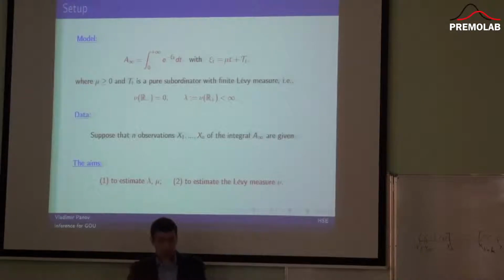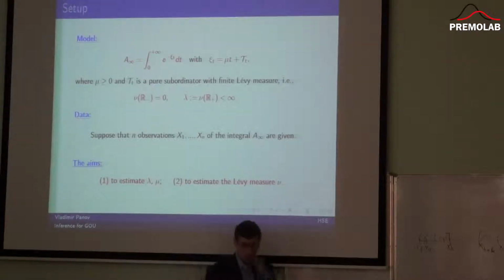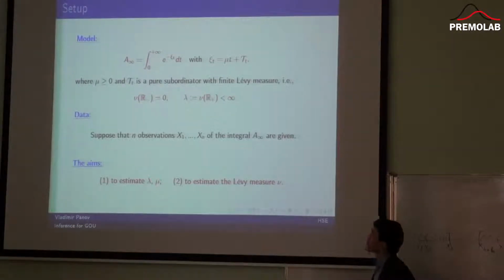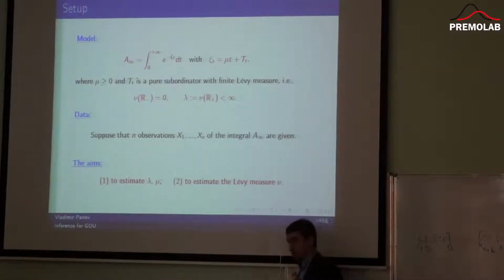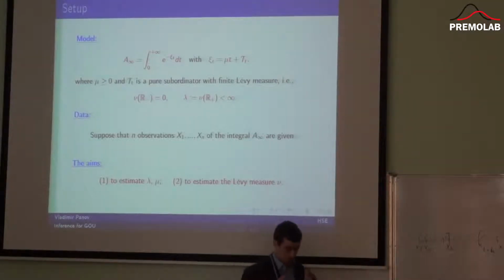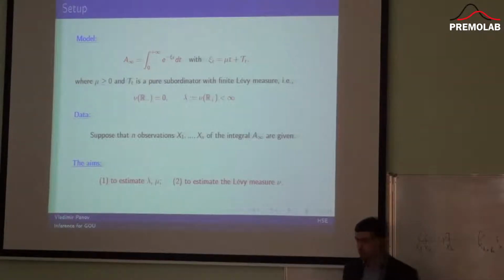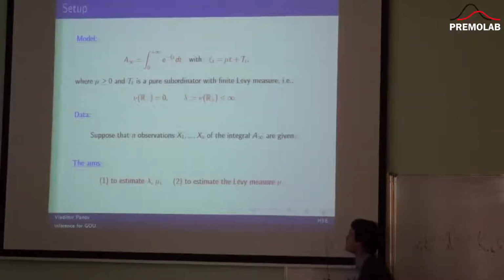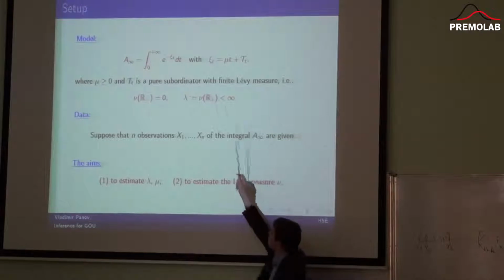Now I'm ready to formulate the setup of our study. At this moment we can forget about the generalized Ornstein-Uhlenbeck process because we will assume that it is stationary and has mixing properties. We can think about this problem in the following way: we have some observations of the exponential functional.